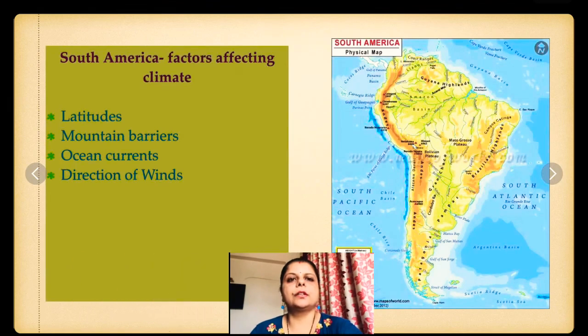So first we learn about South America and the factors which affect the climate of South America. Latitudes, mountain barriers, ocean currents, direction of winds. These are the factors which affect the climate of South America.